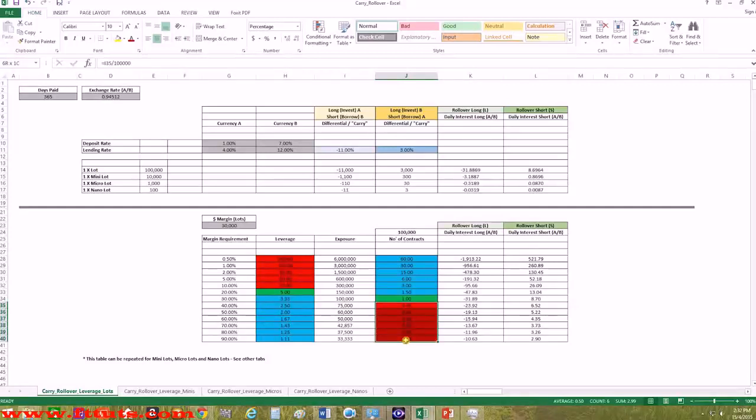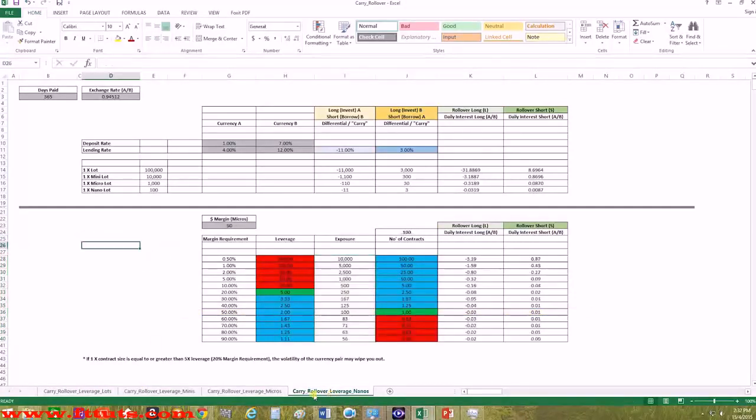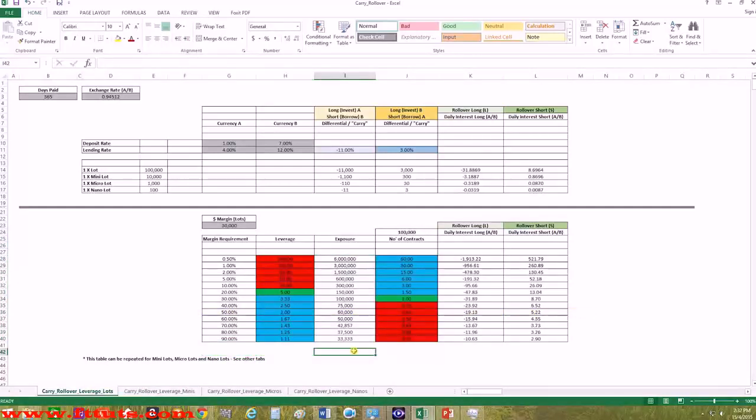We've also marked up this area here because the red zone, you can't really put these trades on because it's not equivalent to one contract or above. And here you can. Here, if you wanted to take these position sizes, you'd have to redo the whole table for mini lots, micro lots, and nano lots. And we've got the numbers here for you. We've just changed the numbers in the table so you can see how it all works.